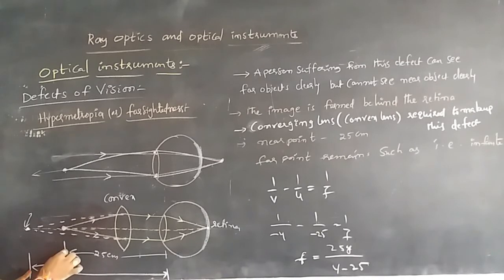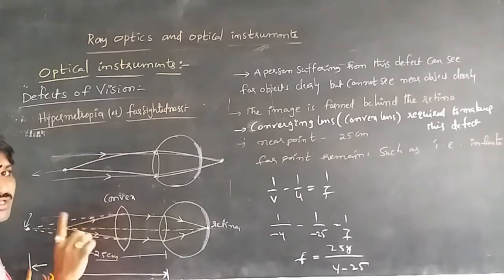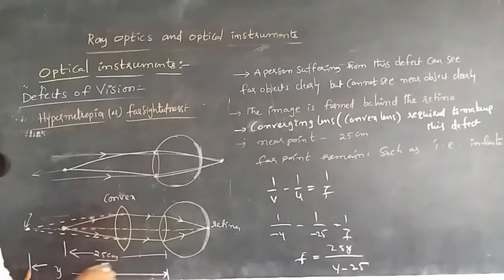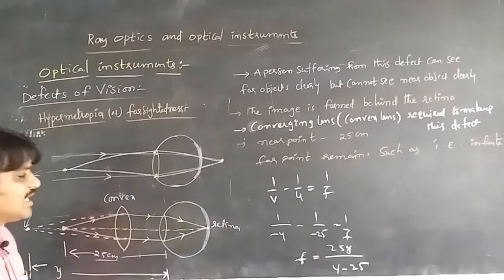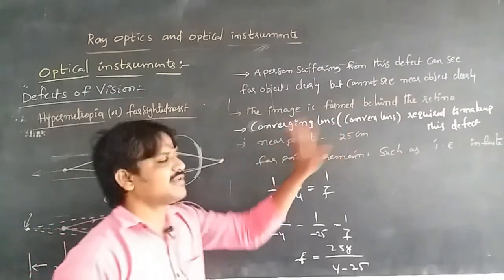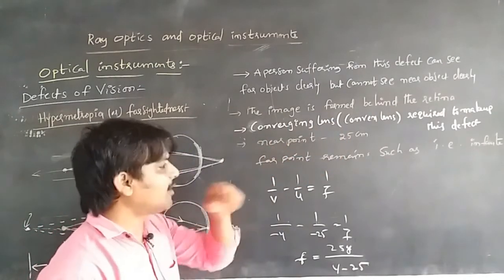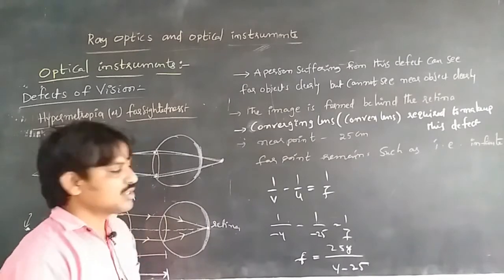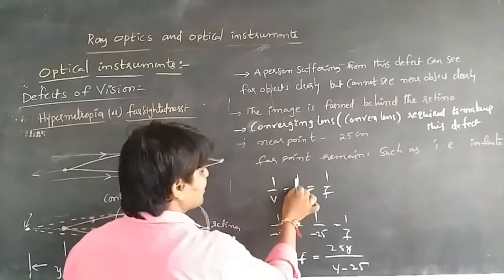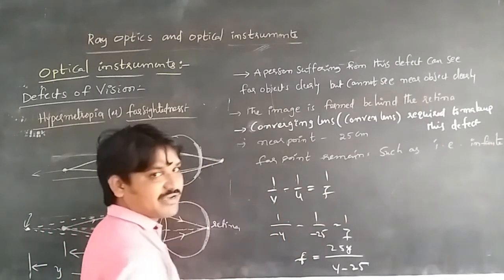The actual distance of the image will be 25 centimeters, the near point. But for a person having hypermetropia, the near point changes. So to find the focal length of that eye, the near point will be 25 centimeters, and the far point remains infinity. So 1/v minus 1/u is equal to 1/f.